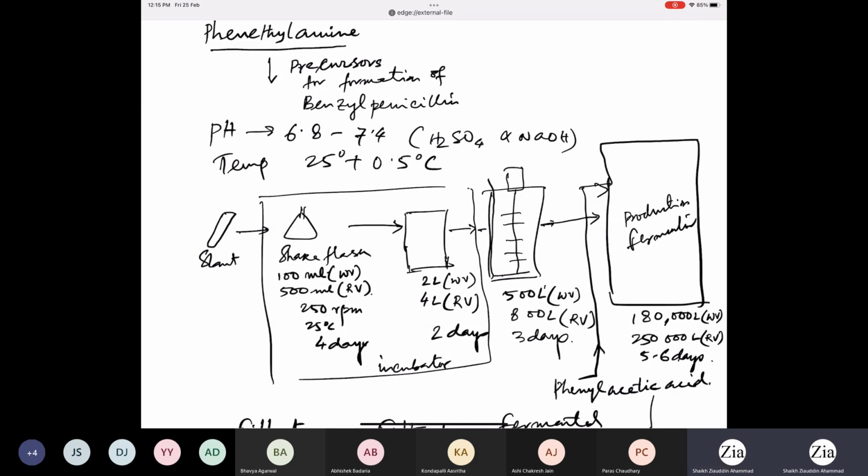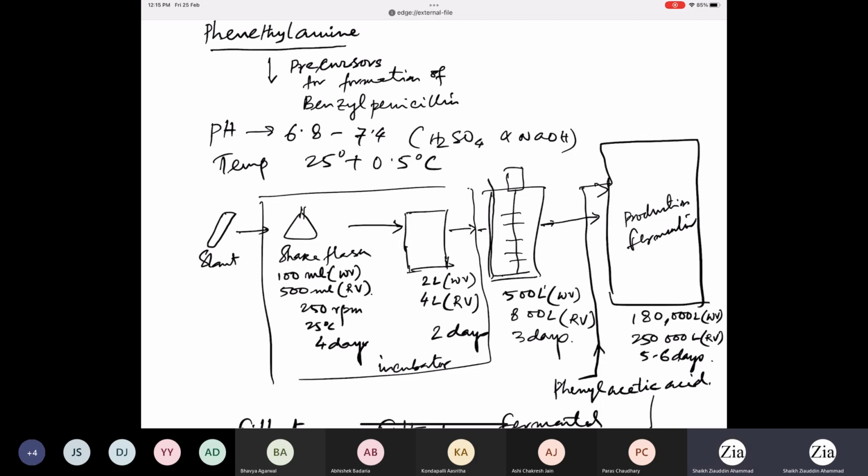So you maintain 250 RPM, 25 degrees centigrade, and you grow them for 4 days. So initially for inoculum preparation, in the smaller volume, you need to keep it for 4 days. Then the entire volume you transfer to a 4 liter reactor, where the working volume is 2 liter. So the reactor volume is 4 liter, but the working volume is 2 liter. There you keep it for 2 days.